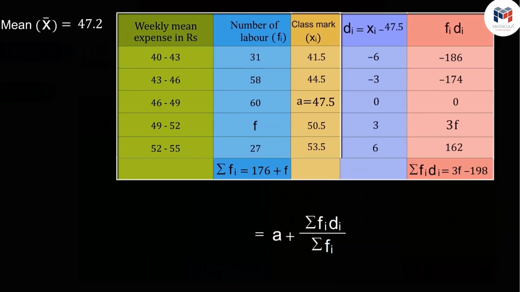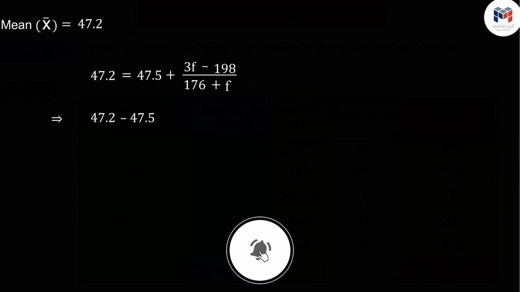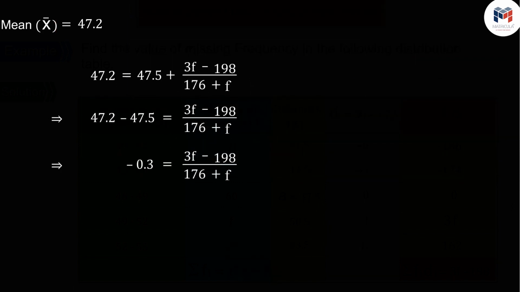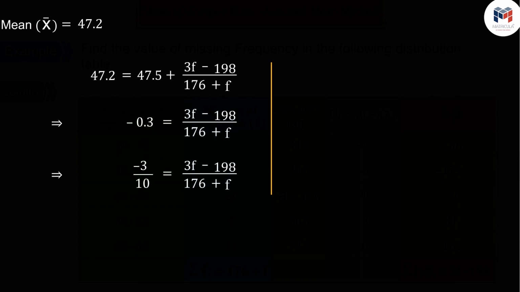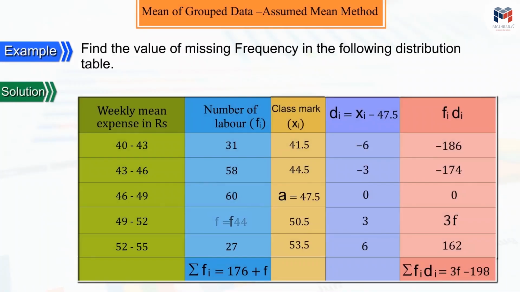Putting the value of mean expenditure x, assumed mean A, summation fi di and summation fi in the above formula, we get f equals 44. Therefore, the value of the missing frequency is 44.